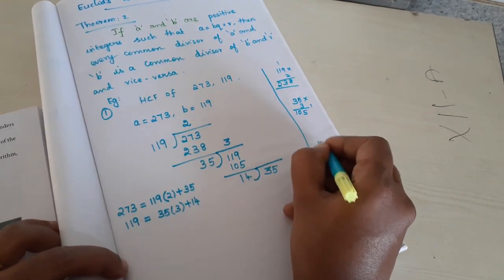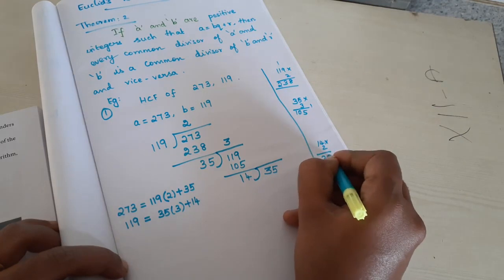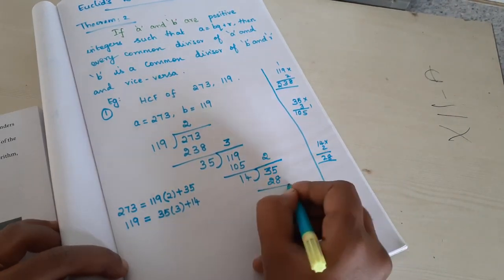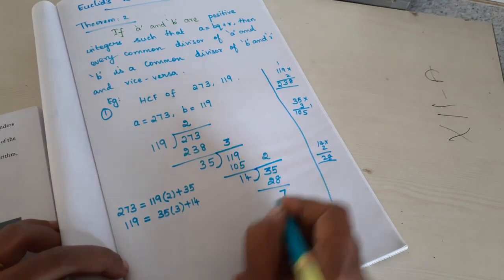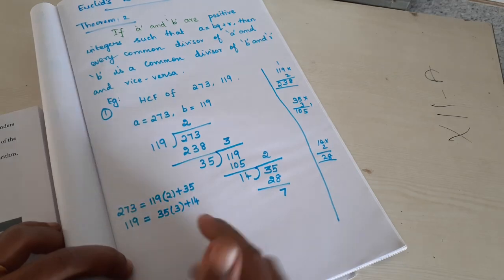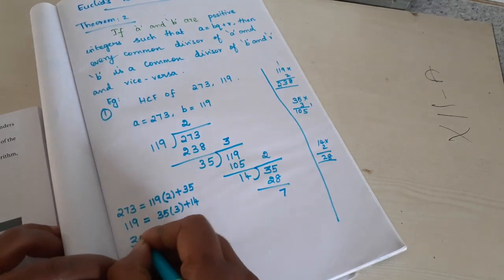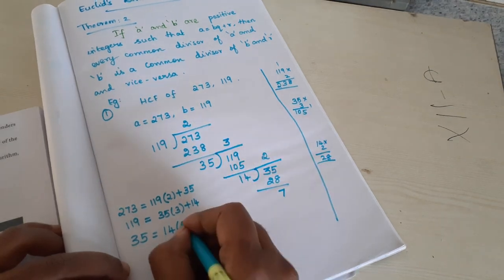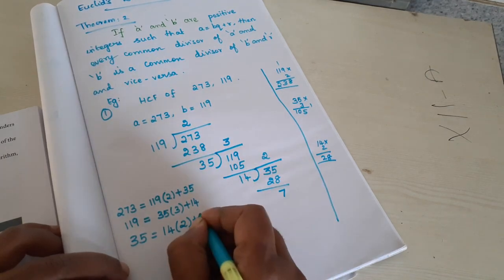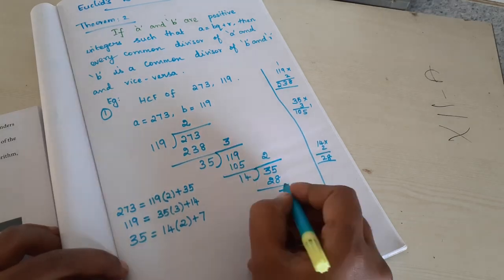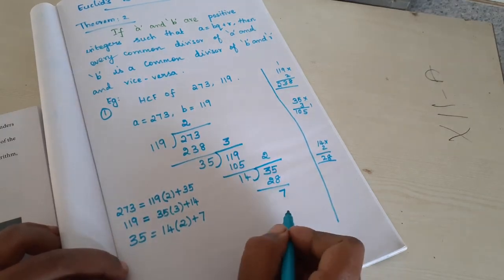Now 14 into 2, 28, correct. So 2 times 14 is 28, and the remainder is 7. So here also we are not getting the remainder 0. So in this step we can write inside value A, outside value B, on top the quotient, remainder is 7. Here also we are not getting 0, so we need to repeat this until we are getting 0.